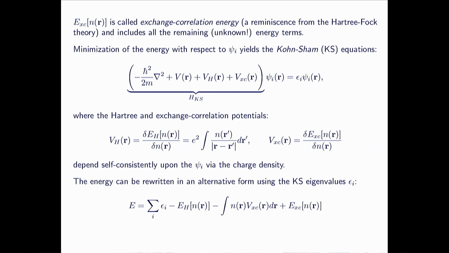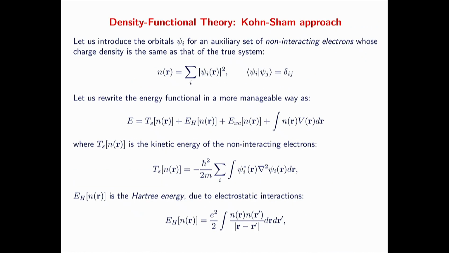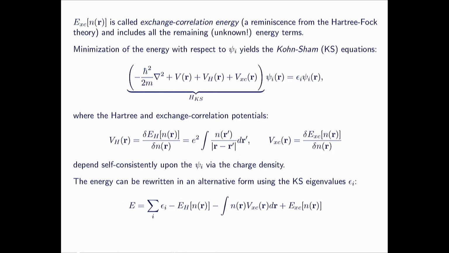Notice that the charge density is here. It's somewhere here. And it depends upon the Kohn-Sham orbitals. So the problem is self-consistent. The solution of the equation depends upon the solution. So you have to verify that the solutions are compatible with the potential you have assumed.